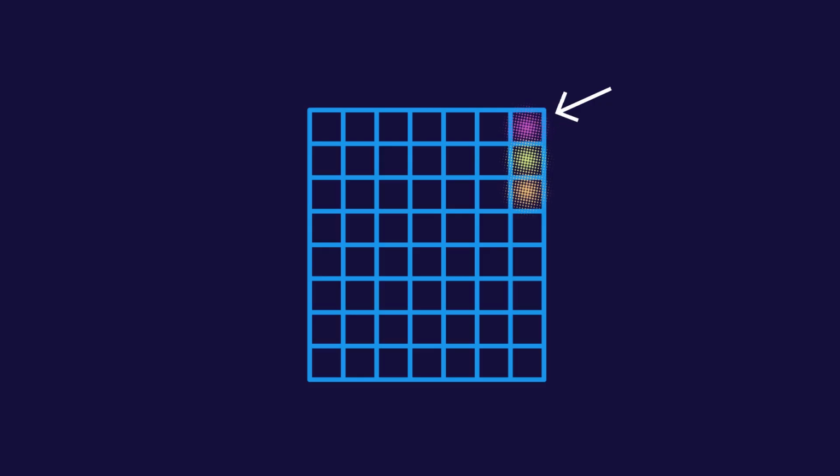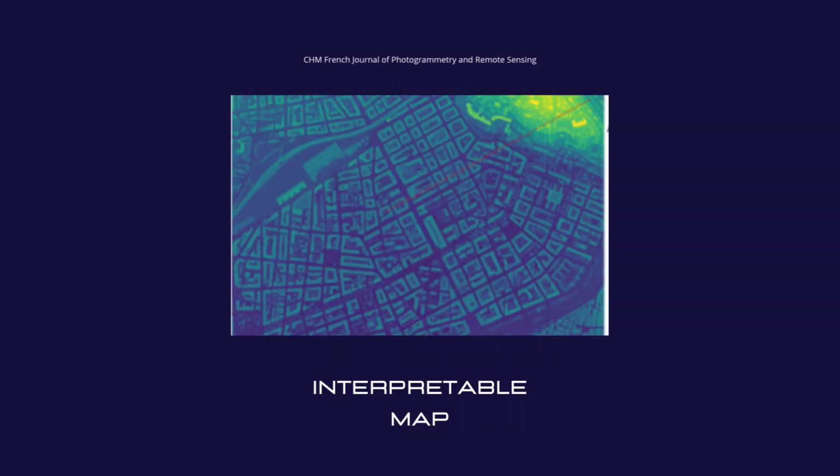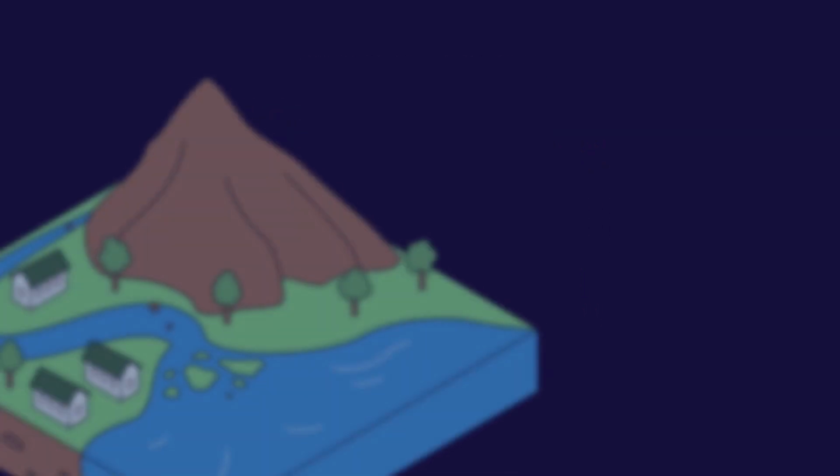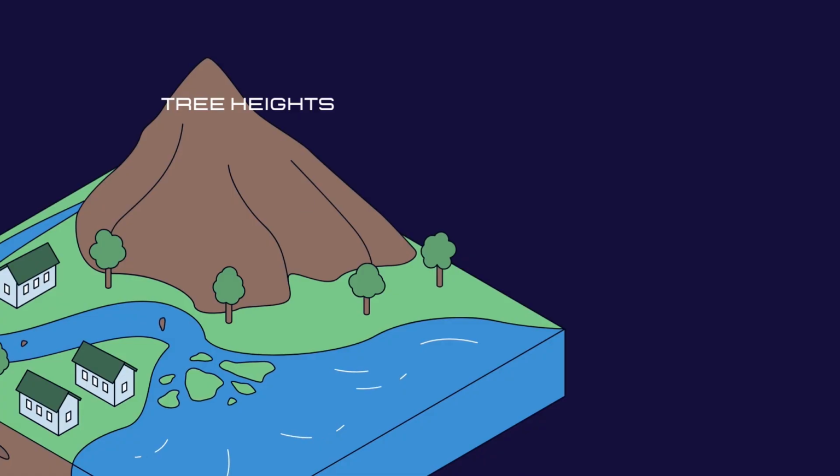It is this transformation that allows the transition from a complex cloud to a clear and readable map, easier to utilize. Thanks to the raster, you can then perform precise terrain analysis, such as identifying tree heights, detecting open areas, or visualizing relief variations.